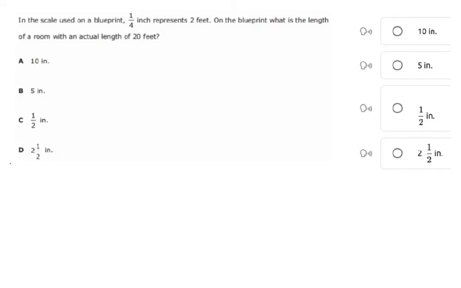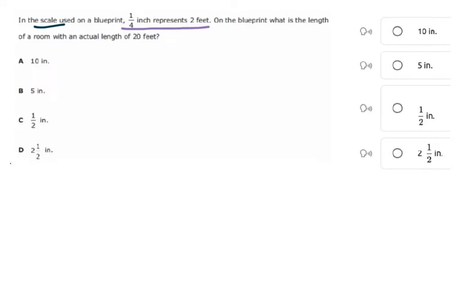All right, question 2. In the scale used on a blueprint, 1/4 inch represents 2 feet. There they give us a scale right there. On the blueprint, what is the length of a room with an actual length of 20 feet? So I've been telling you all along, when you see scale and they give you the scale, so the scale on the blueprint is equal to this information right here, write it like a fraction.